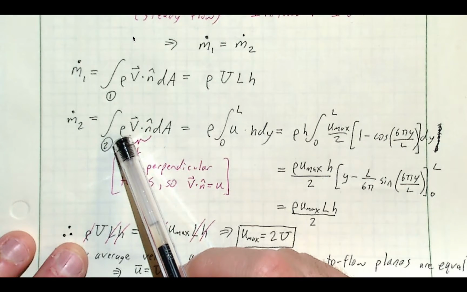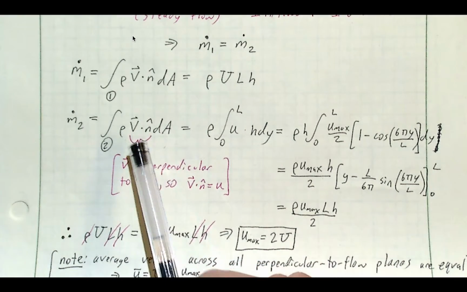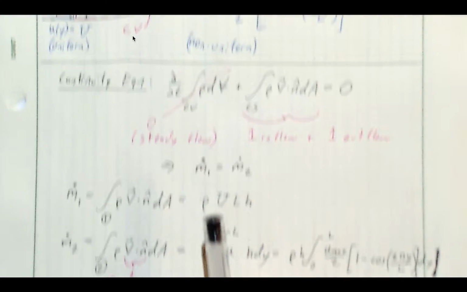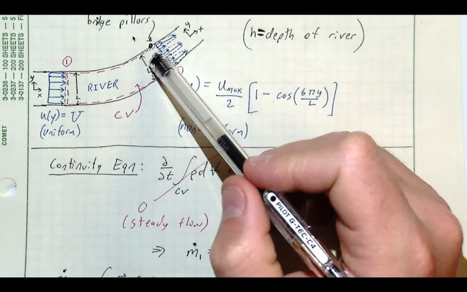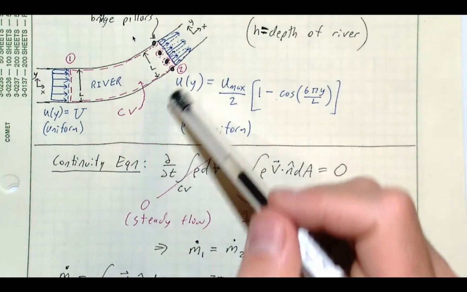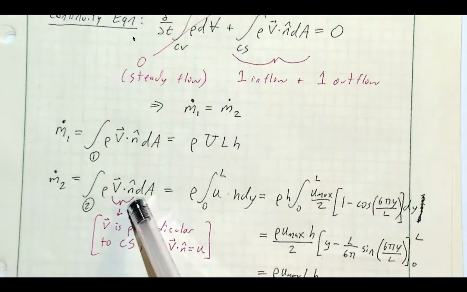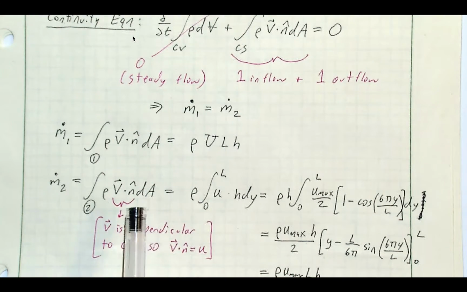Well, our density is still constant. It's still incompressible, so we can pull that out. But our v dot n is not just a constant. Well, v dot n is just this u, because everywhere we've drawn our control surface to be perpendicular to the flow. So v dot n just reduces to u, but u is a function of y. So u changes as we integrate along the cross-sectional area we're looking through, right? So we can plug in u here for v dot n, but we can't pull it out of the integral. Instead, we need to integrate.